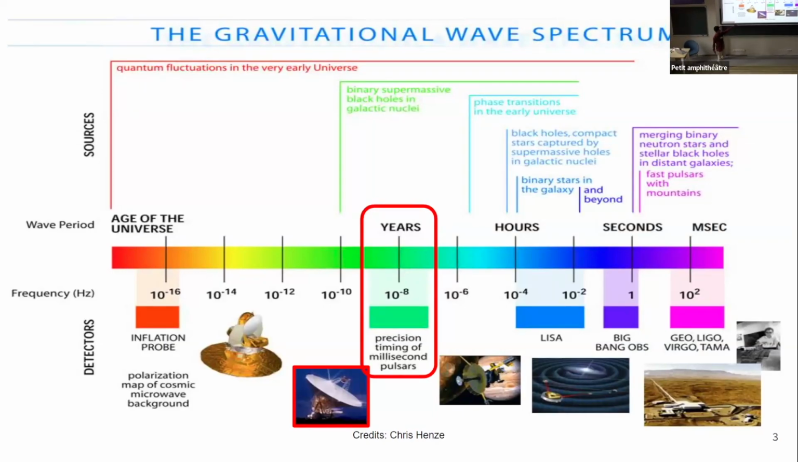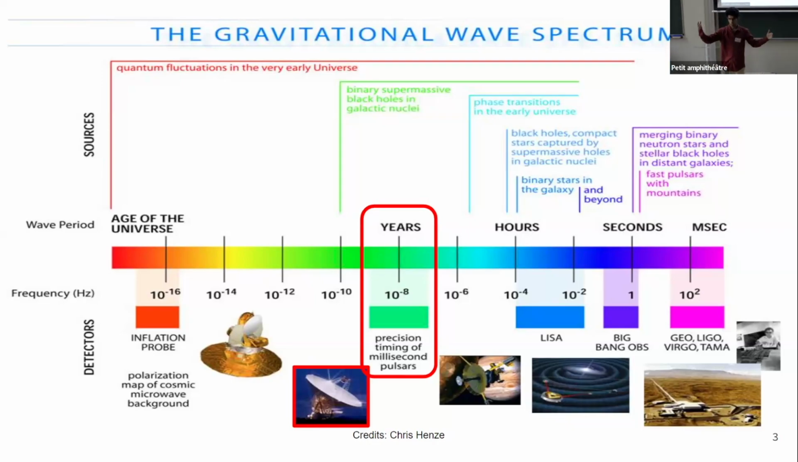LIGO covers frequencies from 10 hertz to 10 kilohertz, with a detector radius of about 4 kilometers. To get lower frequencies, you need the length of the detector to be higher. LISA is proposed to have a length of millions of kilometers, 2.5 million kilometers, I think, with all three spacecraft. At that scale, you can get much lower frequencies.